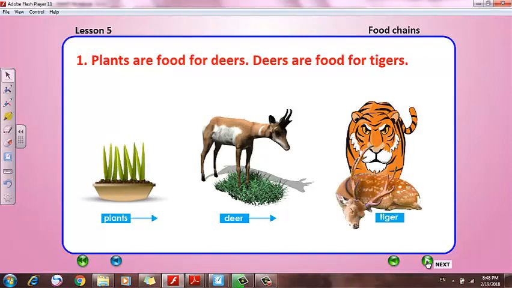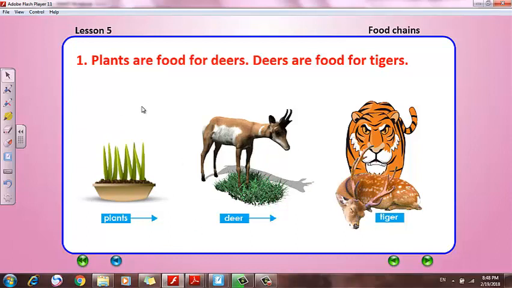Let's see different examples of different food chains. So plants are eaten by deer, and deer is eaten by tiger. A food chain starts with a producer and ends with consumers. Here we have two consumers and one producer.